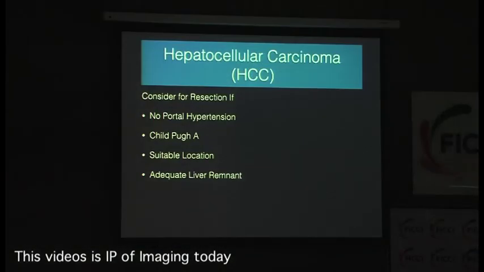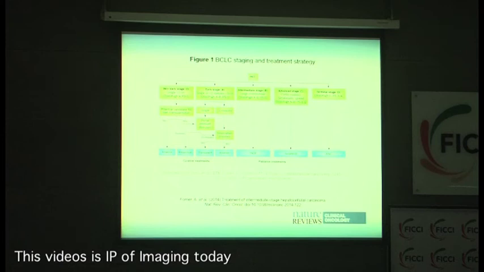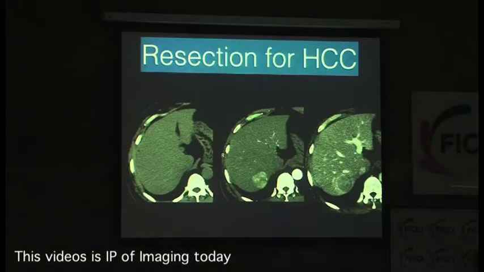So in HCCs, generally you will consider resection if there is no portal hypertension, there is Child-Pugh A, there is a suitable location, and there is an adequate liver remnant. This is the BCLC staging and treatment strategy, which says that if you have an HCC less than 2 cm in size and there is no increased portal pressure and the bilirubin is normal, then only you should consider the patient for a resection. So fortunately, Indians don't believe in protocols and we resect anything we want to. You will be asked a lot of questions, more or less now. Even in Reliance we have our people there.